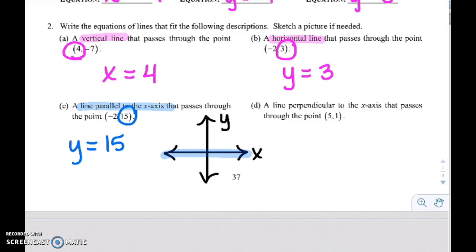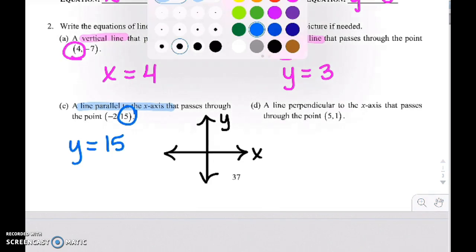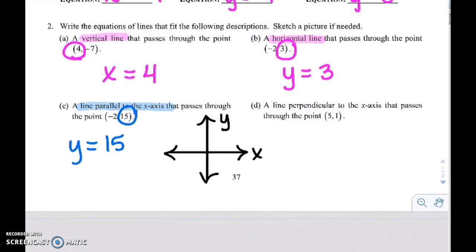Okay, next, a line perpendicular to the x-axis. I'll do this one in green. Oops, green I said. So here's the x-axis. Perpendicular lines are lines that intersect, creating 90-degree angles. So these types of lines are perpendicular to the x-axis. And those are vertical lines. Vertical lines are x equals lines. So our equation is x equals 5. We're grabbing the x value.